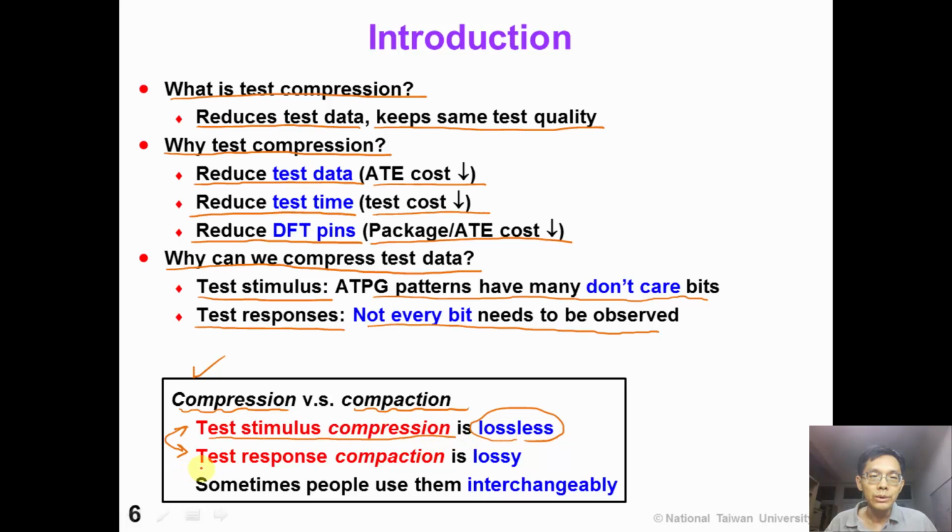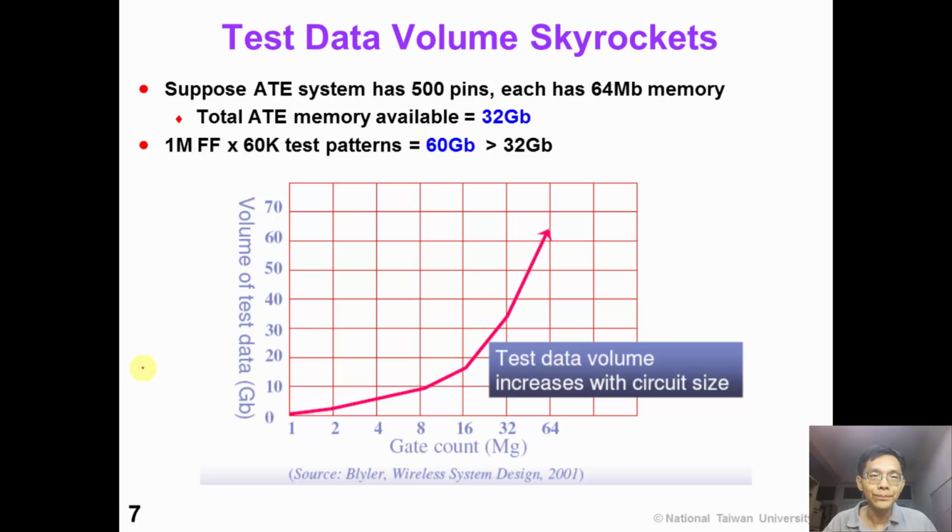However, on the output side, we use test response compaction. We use the word compaction because it can be lossy. We do not have to reconstruct the test response. We only need to detect the fault. But you don't have to be worried about this. Some people just use them interchangeably.